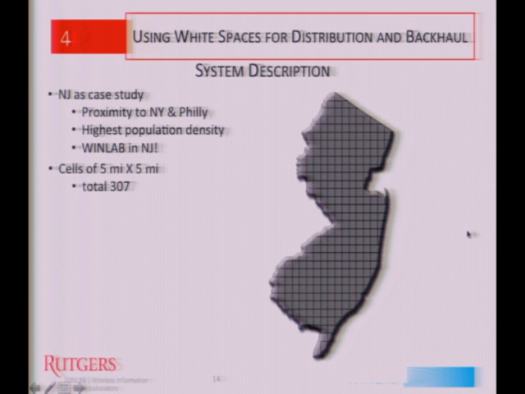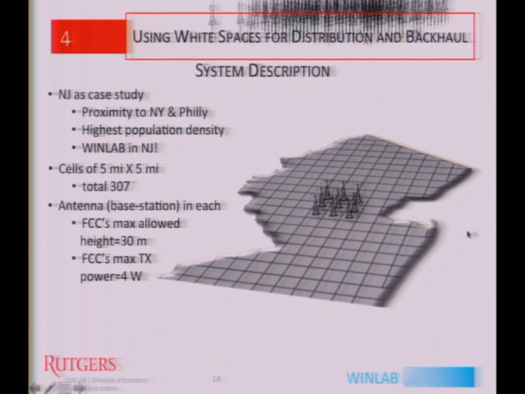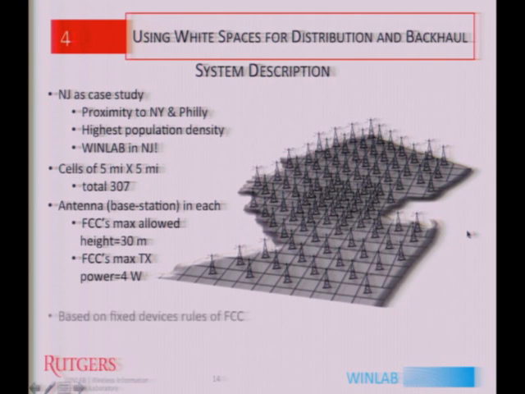Again, we use this 5 by 5 grid that we have. So we have cells of 5 by 5 miles, and we have about 307 of those. Presumably this is how it looks, with antennas in the middle or near the middle of all of these cells.